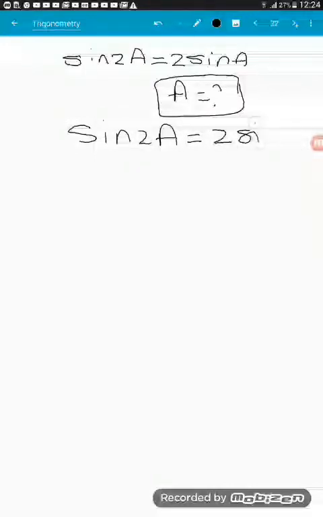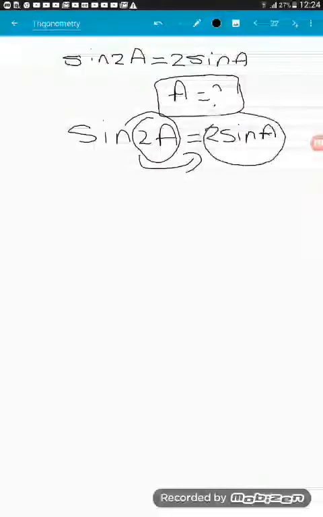So sin 2A equals 2 sin A. We could bring the 2 over here too, but if we bring the 2 it won't make any sense because it won't divide, since 2A is the angle in degrees and this 2 is multiplying sin A. So the better thing is substituting the values which are given in the options.